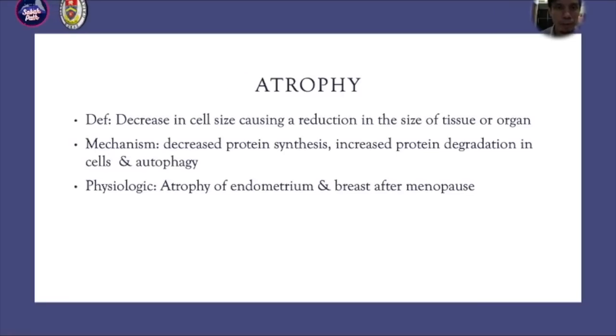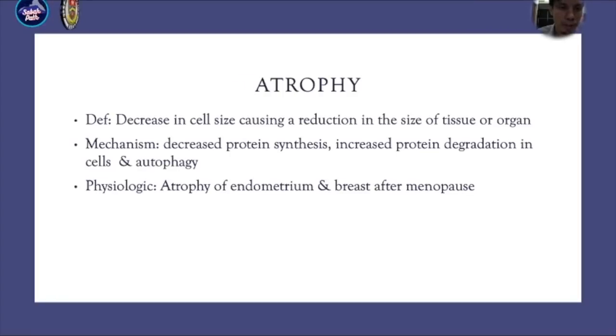Okay, moving on to atrophy. Atrophy, literally, if you divide into prefix and suffix, a means without, trophy means growth. So, in a proper definition, it is a decrease in cell size causing reduction in the size of a tissue or organ. The mechanisms of atrophy are decreased protein synthesis, increased protein degradation in cells, and autophagy.